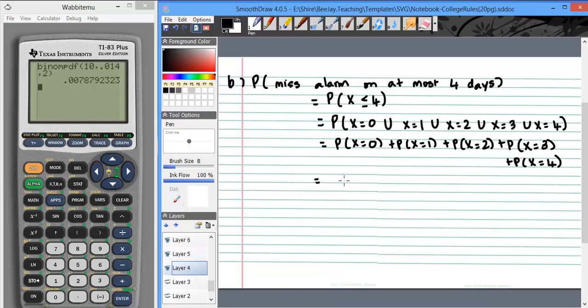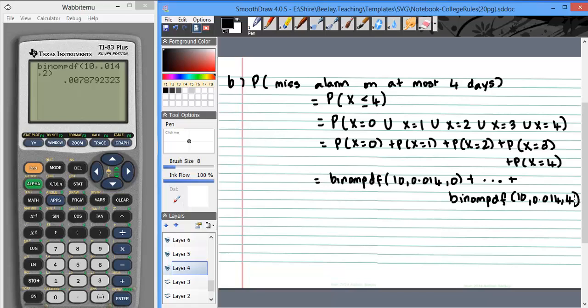Then I could use Binomial PDF for each of those, because each probability is an exact probability, and I could write it as binom PDF 10, 0.014, 0, plus the second term plus the third term all the way up to the last term. There is nothing wrong in doing it this way.